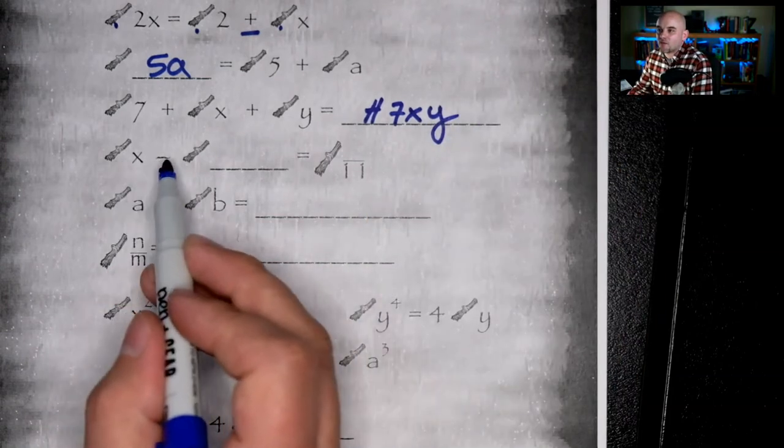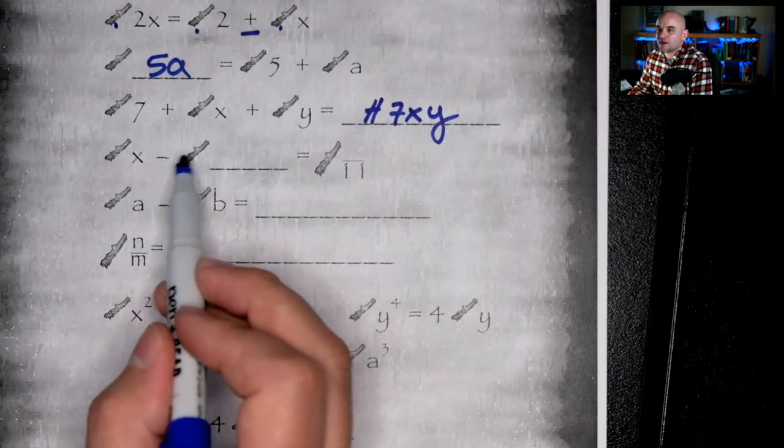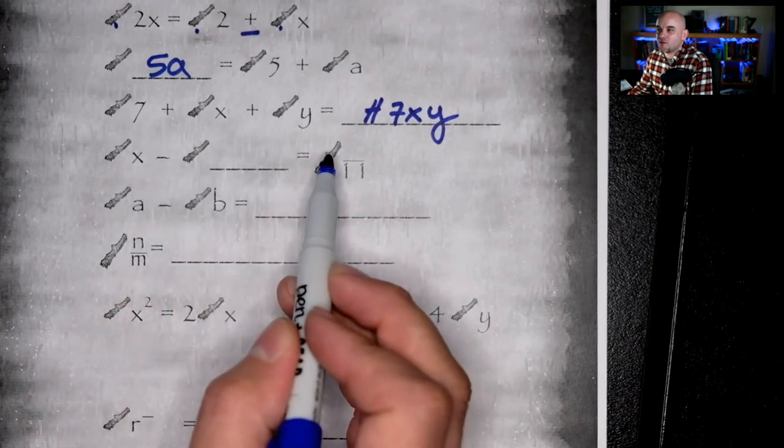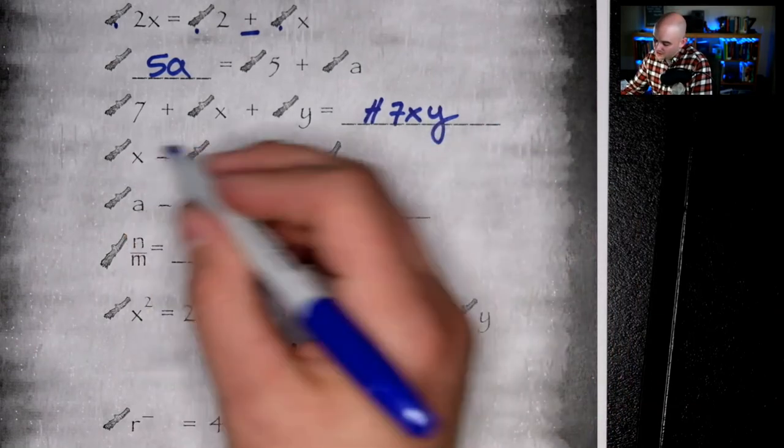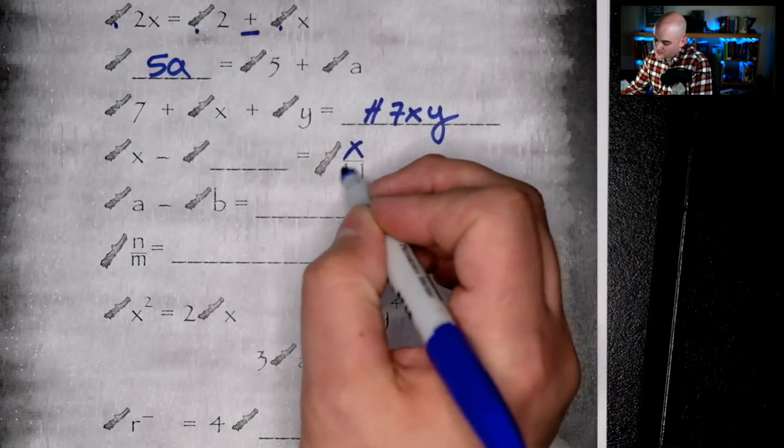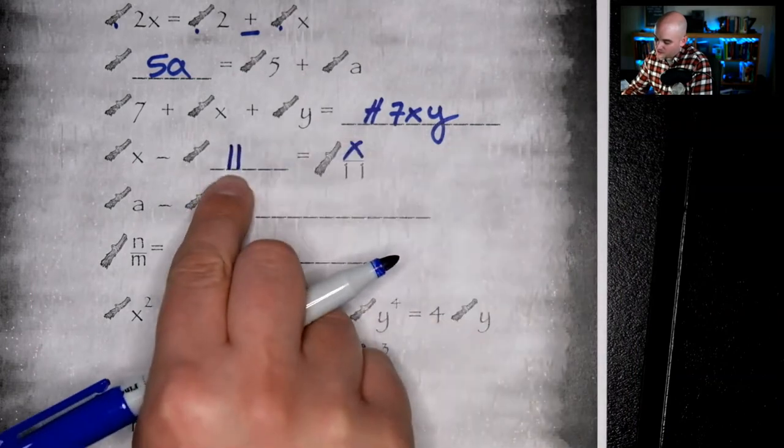Then we've got another subtraction symbol here. We've got the bacon of x minus the bacon of something equals the bacon of something over 11. So x is written first, that goes up top, and since 11's in the bottom, it's going to go in second place right there.